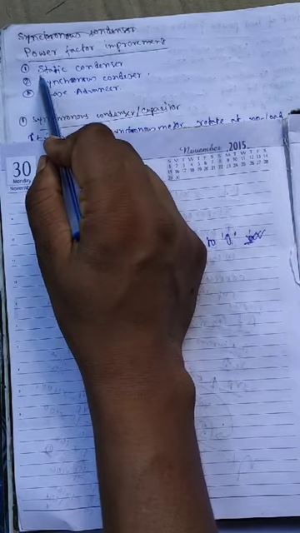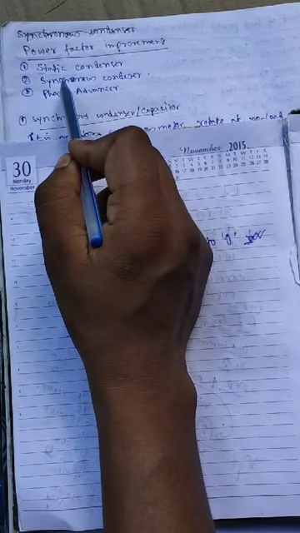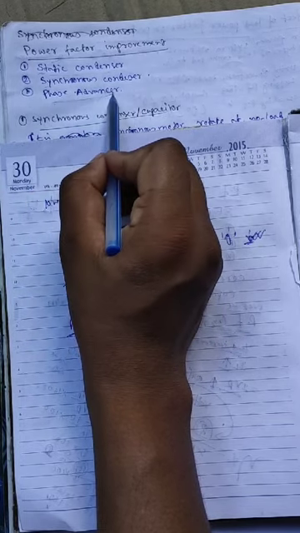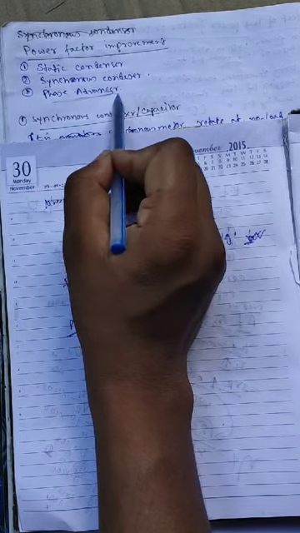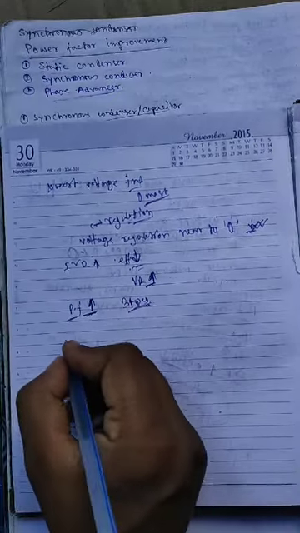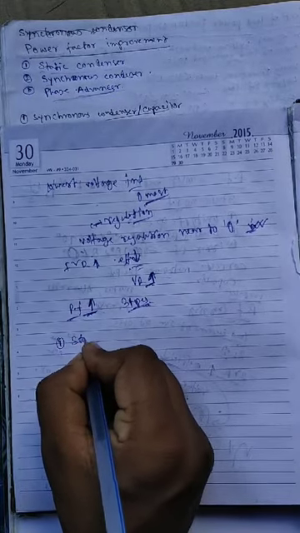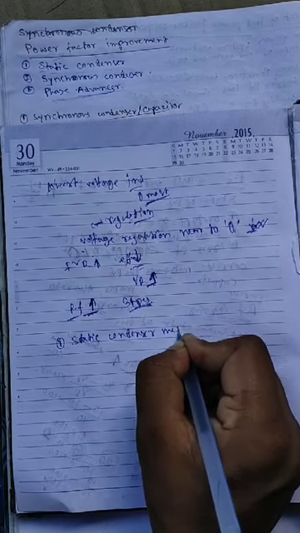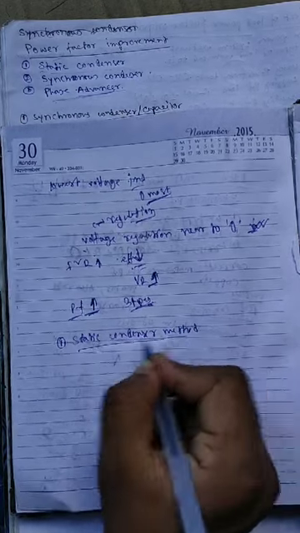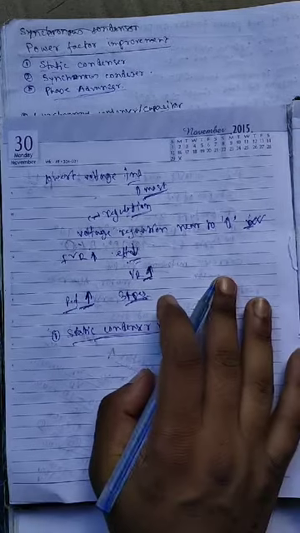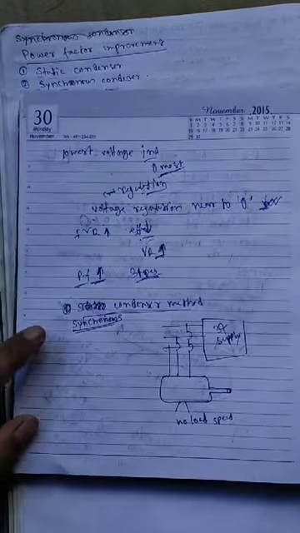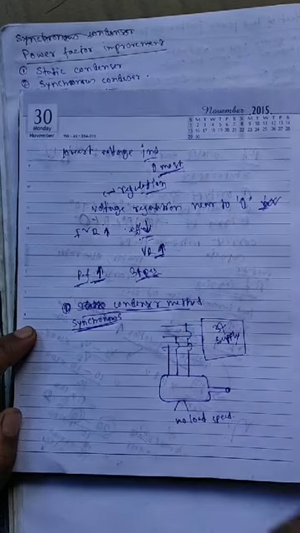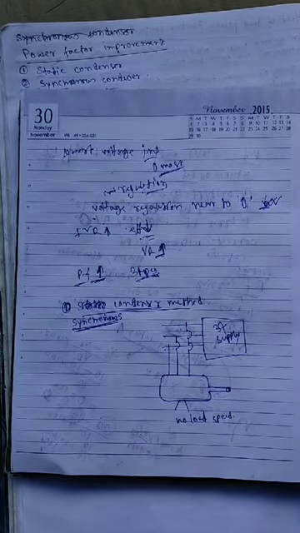One is the static condenser method, one is the synchronous condenser method, and one is the phase advancer. Okay, today we will discuss the static... Sorry guys, today we will discuss the synchronous condenser method. What is the synchronous condenser method?